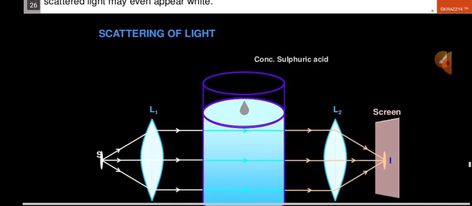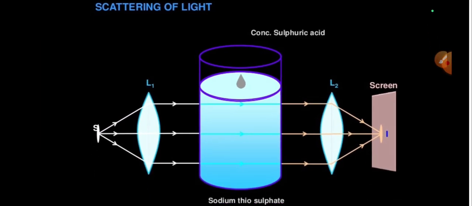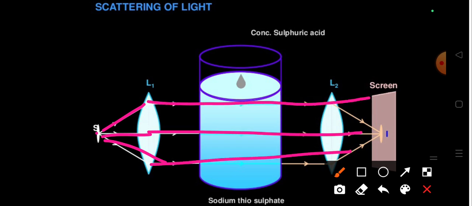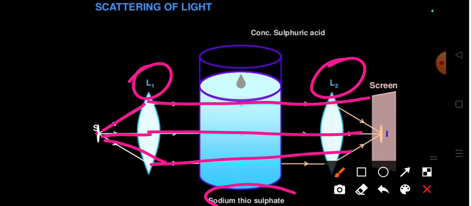Then, scattering of light, the experiment they have given. Okay, light passes through a small dot, then a convex lens makes a parallel beam of light along the principal axis, and that light is passed into sodium thiosulfate solution. Then again we kept lens 1 here, lens 2 is there, and here we kept a screen.